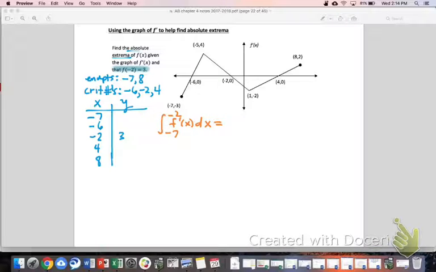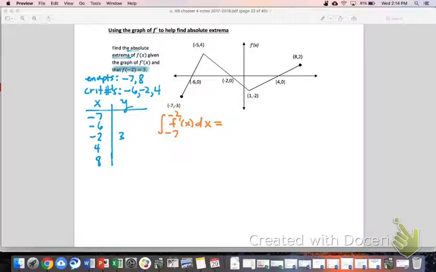You understand why I would do the integral of f prime because I want to know f, but why on earth would I pick negative 7 and negative 2 for my limits on my integral? Did I just pick those randomly? Did I pick them for a reason? And if so, what's the reason? What do you think? Zach?